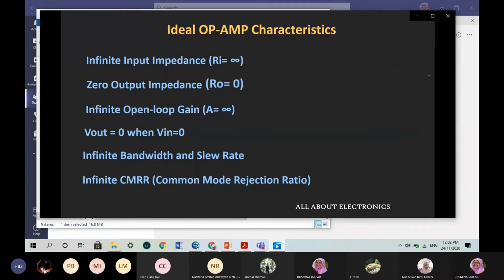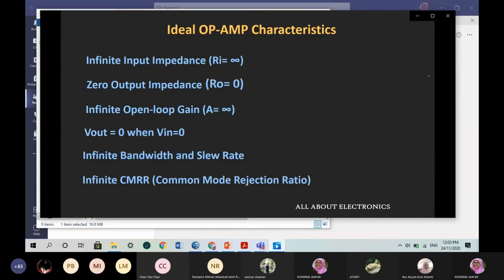So here is the list of different ideal op-amp characteristics. The ideal op-amp has an infinite input impedance, infinite open loop gain, and infinite bandwidth and slew rate. And in this ideal op-amp, whenever the input is equal to 0, at that time the output is also 0. And this ideal op-amp has an infinite common mode rejection ratio.